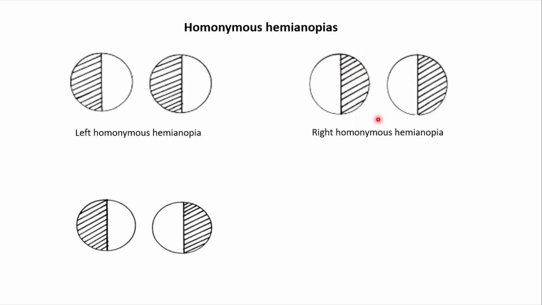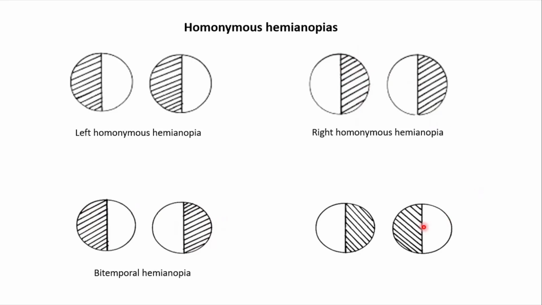And the opposite would be the heteronymous hemianopias, where for the right eye, we see the right side is affected, and for the left eye, the left side is affected. When we talk in terms of nasal or temporal, we see both sides have a temporal visual field defect. So this would be a bitemporal hemianopia, and it's a type of heteronymous field defect. The opposite would be the binasal hemianopia, where for the right eye, the left side is affected, and for the left eye, the right side is affected.